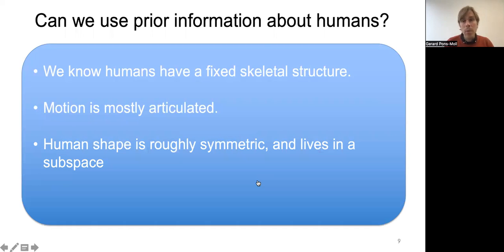When we have a hard problem, we need to leverage priors because there's not enough image observations, not enough evidence, in order to estimate the pose and shape. But we know that humans have a fixed skeletal structure. We know that there's only certain types of poses that are plausible. We know that the motion is mostly articulated. We know that the human shape is roughly symmetric and lives in a subspace.